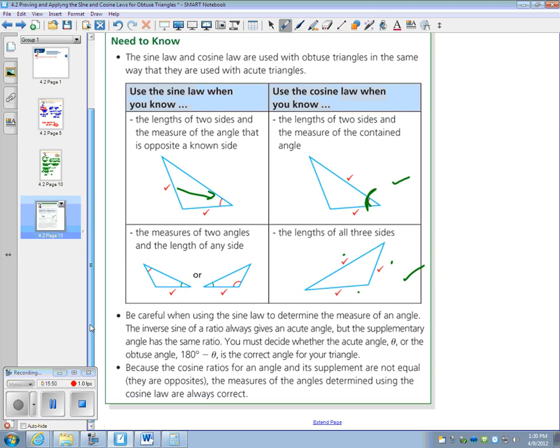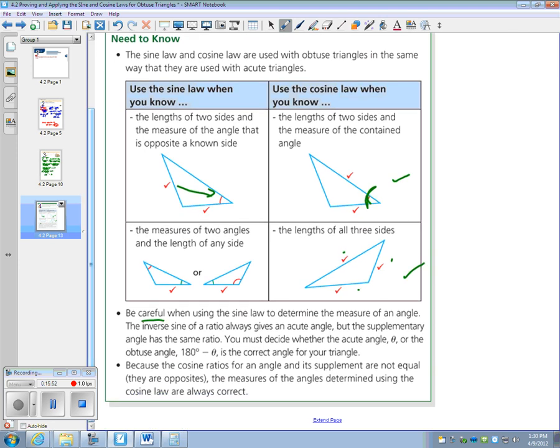A little bit of a warning, be careful when using the sine law to determine the measure of an angle. The inverse sine of a ratio always gives you an acute angle. Remember, it spit out 39 when it really meant 140. So your calculator is always going to give you the acute angle, but the supplementary angle, or 180 minus that angle, has the same ratio. You must decide whether you're using the angle it gave you or 180 minus that. So you always have to use a little bit of critical thinking by looking at your diagram.